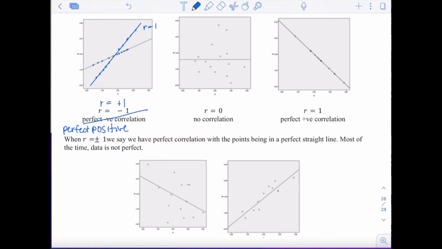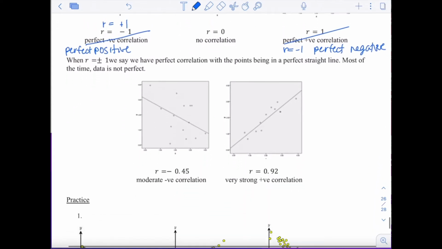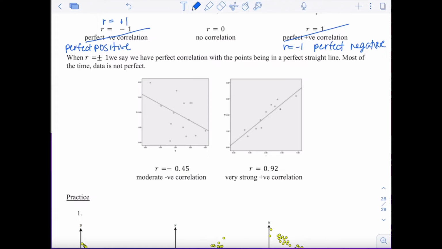In the middle here, we can see that this is really random. So here is our line of best fit, but none of the points are actually on it. So this would have no correlation at all, meaning that there's no pattern between X and Y. Here we go. This is our R is -1, and it is a perfect negative correlation. It is going down, but all the dots are exactly on that line. So when R is plus or minus 1, we say we have a perfect correlation, but most of the time the data isn't that perfect.